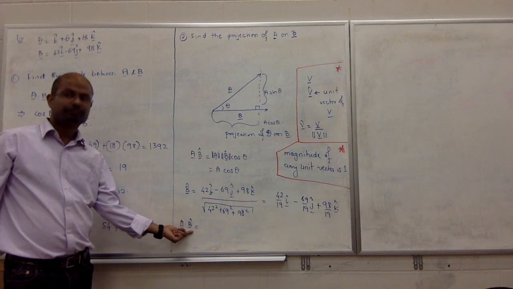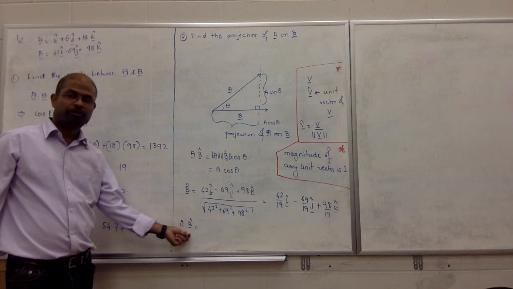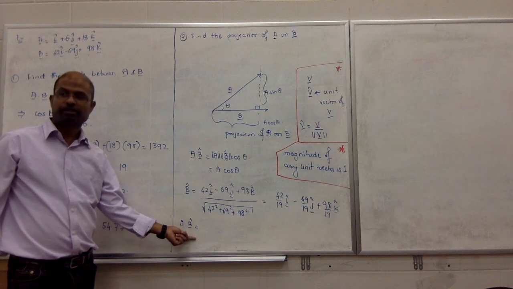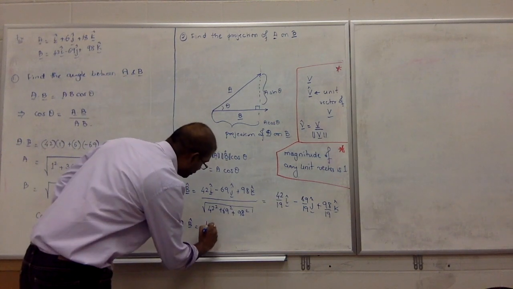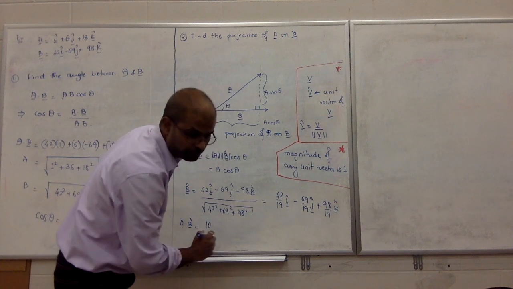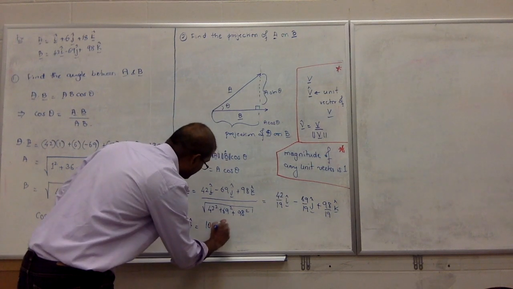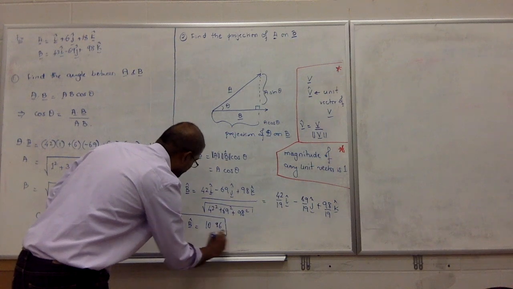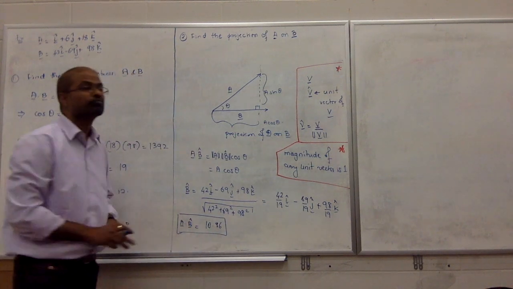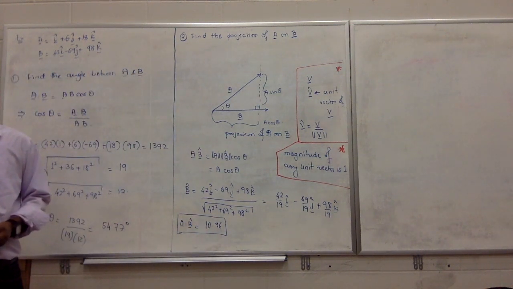You asked me if it was a vector. Yes, vector. Is it a vector? Yes, because A is a vector. Well, it's a dot product. It results in a scalar. Okay. It will be 10.96. How do you get 10.96?